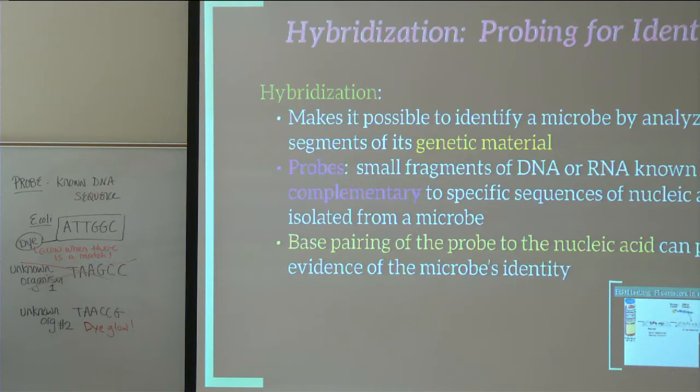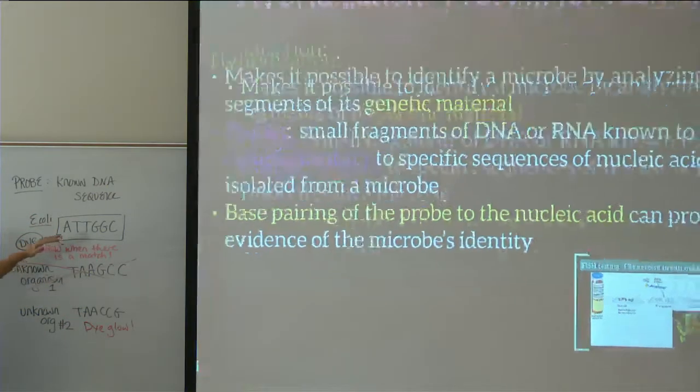A very reliable type of technique. We'll talk a little bit about specific tests you can run using this idea. But at this point, I want you to know this is probing, also known as hybridization, because they're hybridizing, attaching. It's all about this base pairing, these complementary bases. This is complementary to this strain of E. coli, and then they're seeing if there's a match.